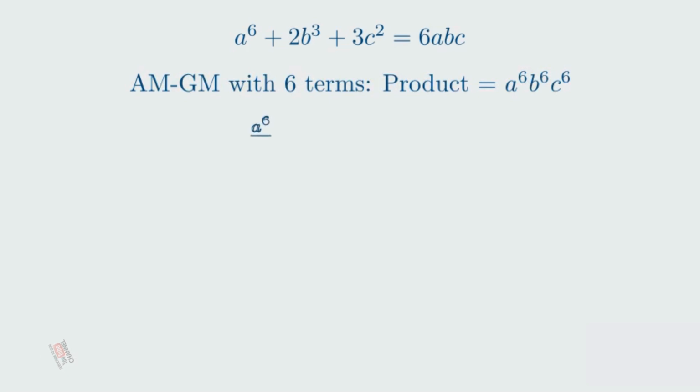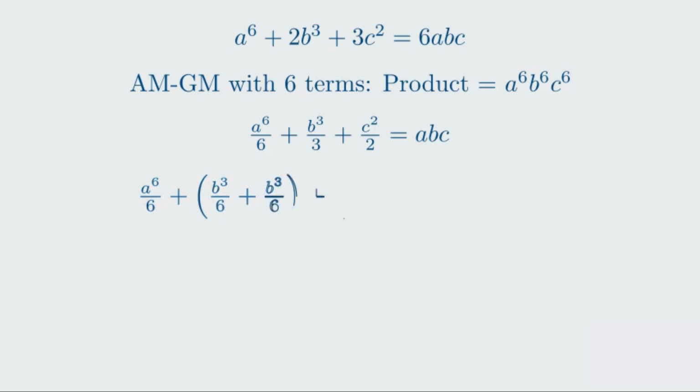Let's rewrite the left side by splitting the terms. We can write a to the sixth over 6 plus b cubed over 3 plus c squared over 2. This is just a rearrangement. The next step is the real trick. We need to make 6 terms whose product is a to the sixth, b to the sixth, c to the sixth. We can rewrite the b cubed term as b cubed over 6 plus b cubed over 6. We can do this because b cubed over 3 is the same as 2 times b cubed over 6. Similarly, we can rewrite c squared over 2 as c squared over 6 plus c squared over 6.